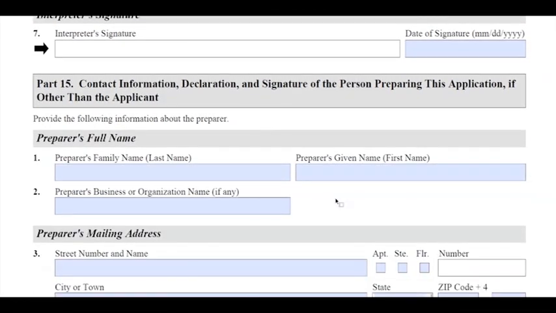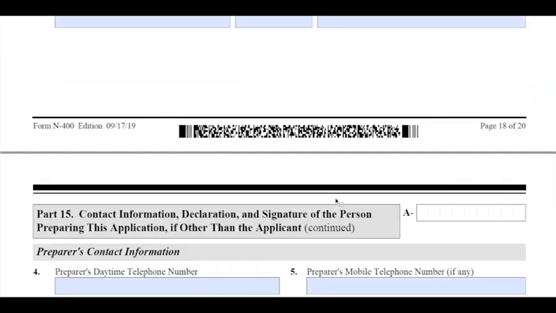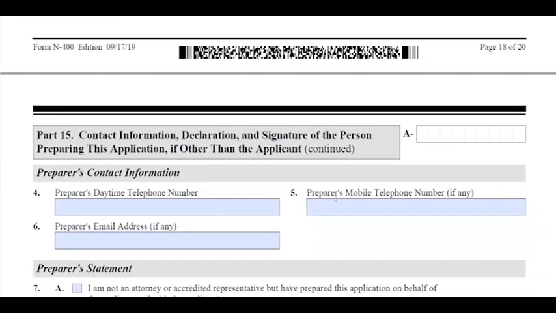Part 15 has to do with contact information, declaration, and signature of the person preparing this application, if other than the applicant. For example, if somebody else is helping you get this application ready, we need that information to be in this part of the application. Make sure that you're truthful. Immigration will not be angry with you or mad with you because you're being truthful with what you are doing.